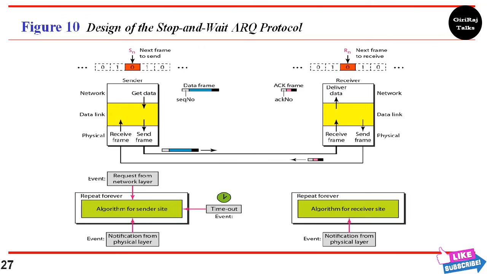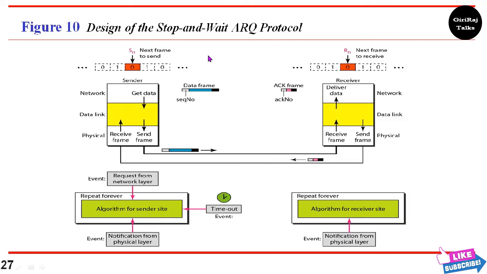At the end, you must remember one thing. In stop and wait ARQ protocol, the acknowledgement number always announces, in modulo 2 arithmetic, the sequence number of the next frame expected. Let us see the design of the stop and wait ARQ protocol.